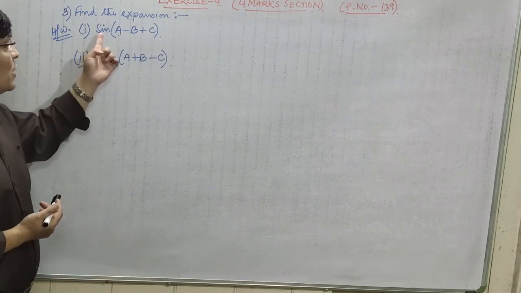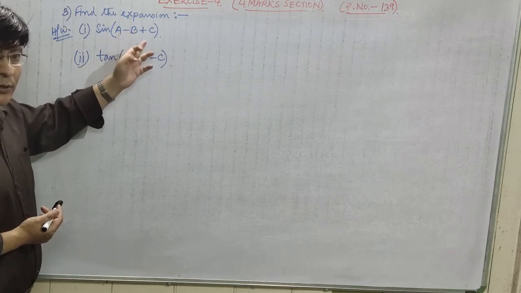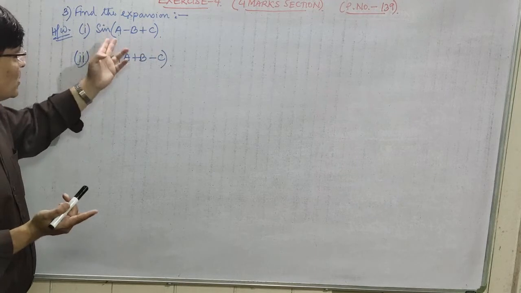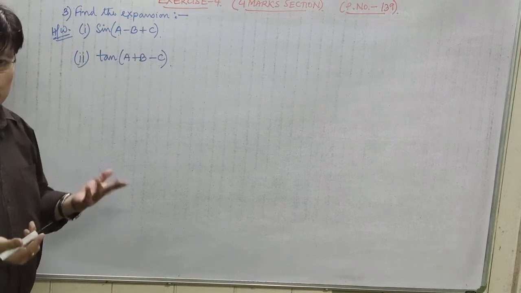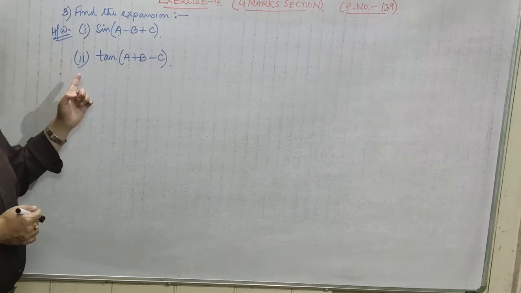Or you may use the formula of sine of (a minus b). Here a is taken as a, minus is taken common, b minus c, and then that b minus c should be taken as b, so that you can use the formula of sine of (a minus b). So in this way you can do this expansion. So let's do this question number 2 here.